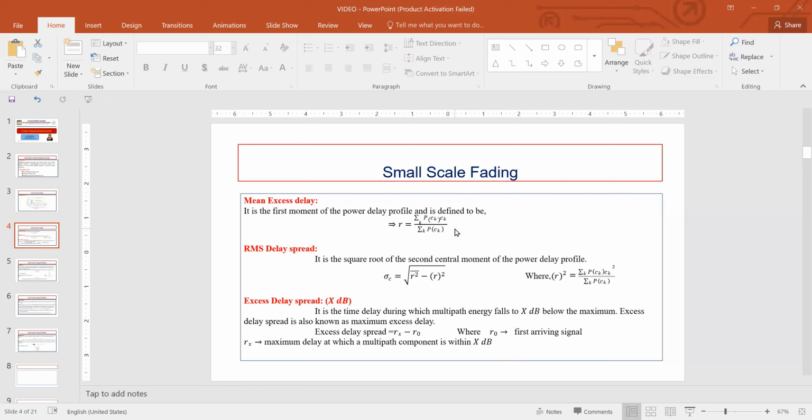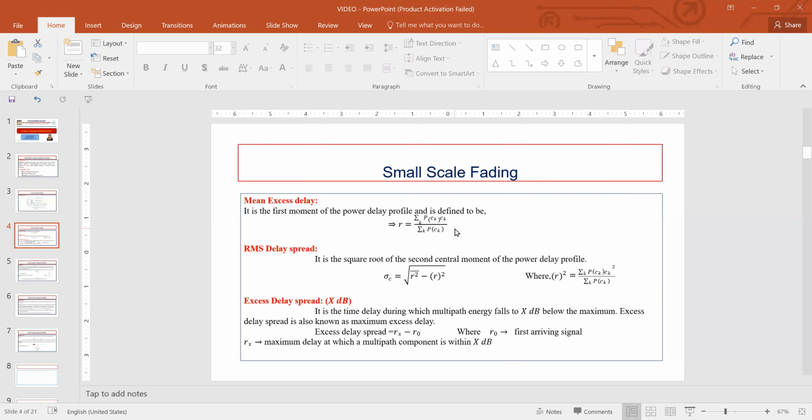The second parameter RMS delay spread is the square root of the second central moment of the power delay profile, which is nothing but the standard deviation formula, which you have studied in mathematics. The third one is the excess delay spread. It is measured with respect to the power level. The previous two are in terms of the power delay profile, and this one is in terms of power level.